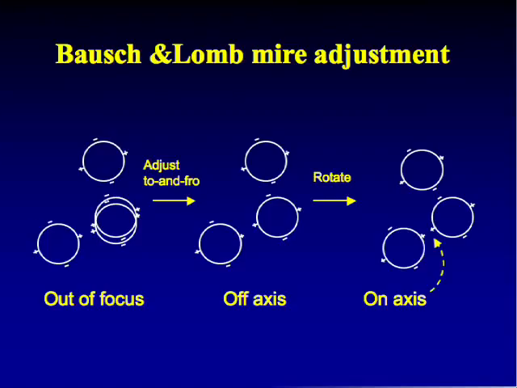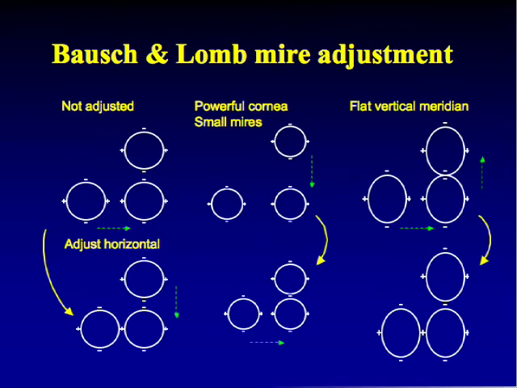And then if you're off axis, again, you turn it until you're on the axis of the principal meridians. Now you adjust the horizontal till it just lines up like so, and then you adjust the vertical till it just lines up, again using vernier acuity to make that precise measurement of the endpoint. A powerful cornea is going to have smaller mires, so you have to move them closer together. A weaker cornea, bigger mires.